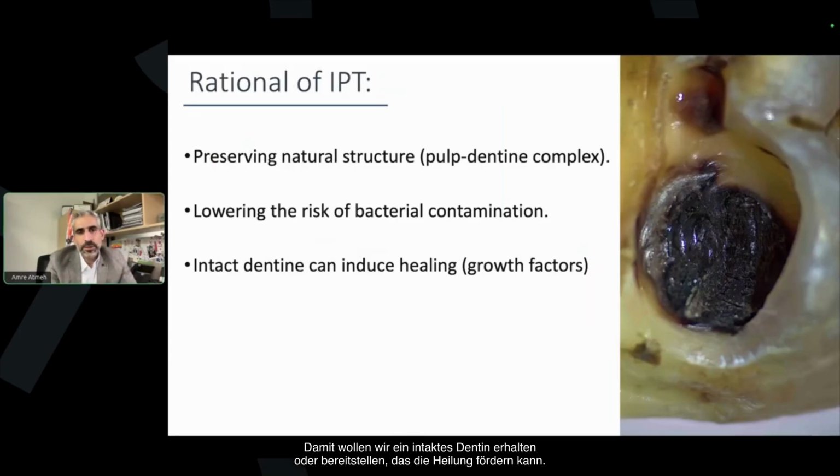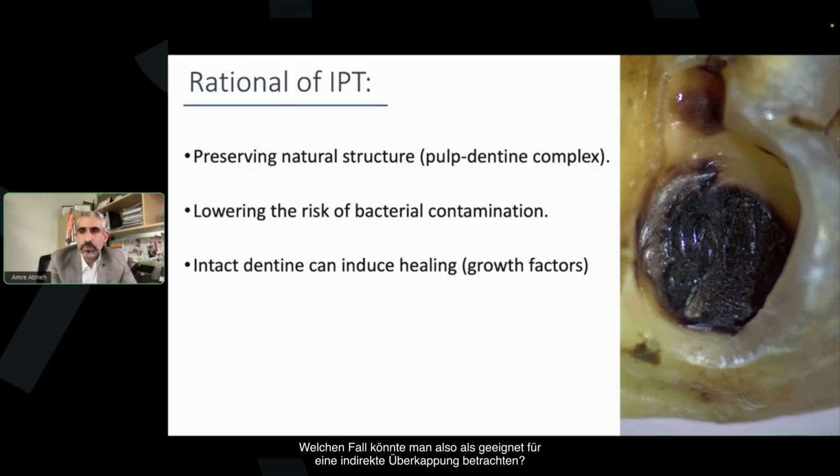So to sum up, the rationale of indirect pulp treatment is preserving the natural structure as we described. We want to preserve the pulp-dentine complex because it has to work normally. We also aim to lower the risk of bacterial contamination, and with that we want to preserve or provide an intact dentine that can induce healing. And we know that dentine by itself plays a very important role in the healing process of the pulp, one of which is the release of growth factors embedded in dentine. So by preserving dentine, you're involving dentine in the healing process of the pulp.